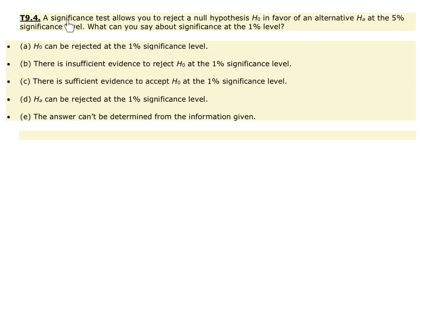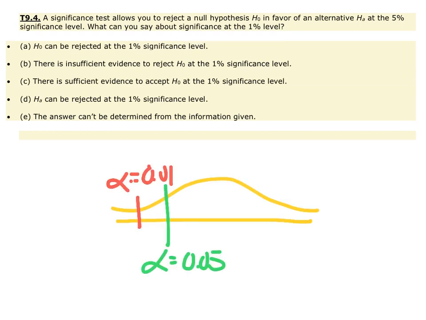Number 4, a significance test allows you to reject a null hypothesis H sub O in favor of an alternative hypothesis H sub A at a 5% significance level. What can you say about the significance at the 1% level? I think it first helps to actually do a visual sketch of it. So here if we have our approximately normal curve, our 5% significance would be anything lower here, and our 1% would be embedded in there.